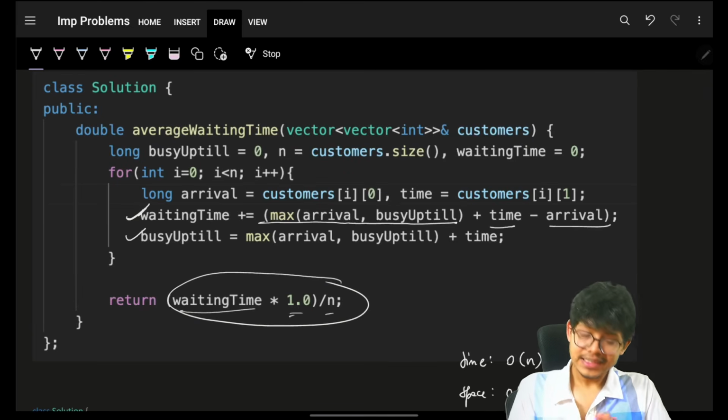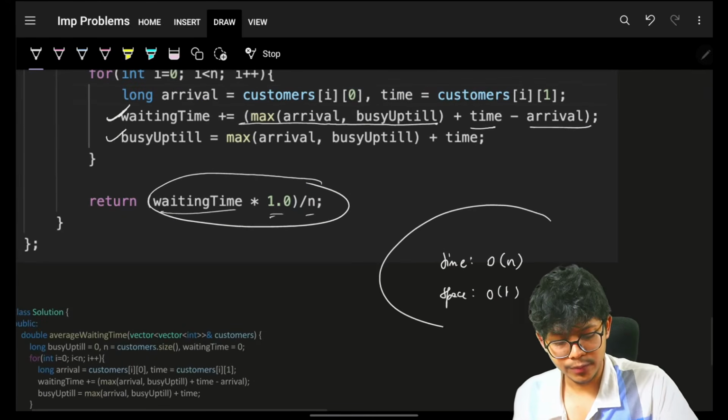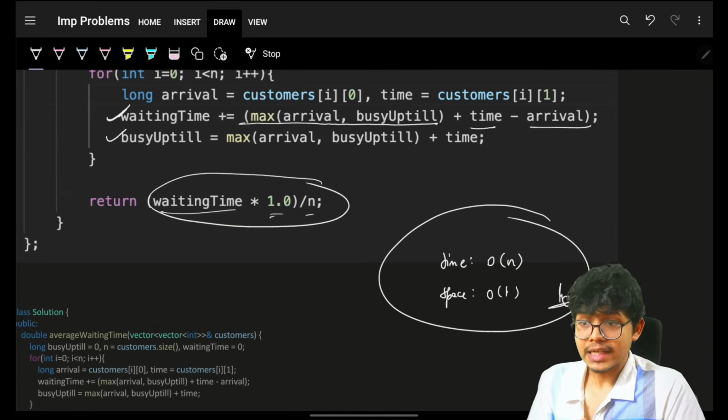And that's all. This is a simple simulation problem taking a time of O of n and space of O of n.